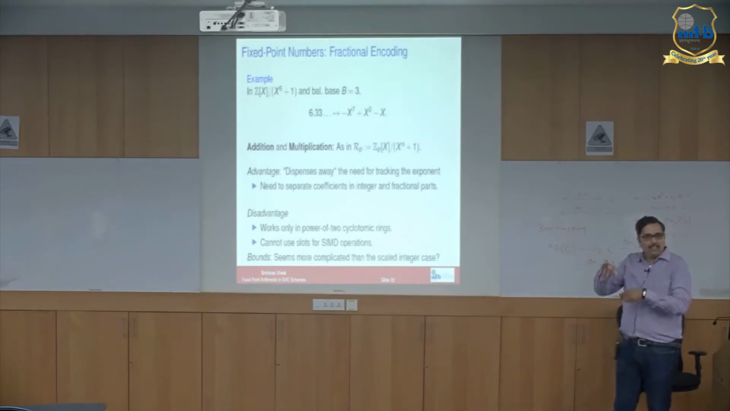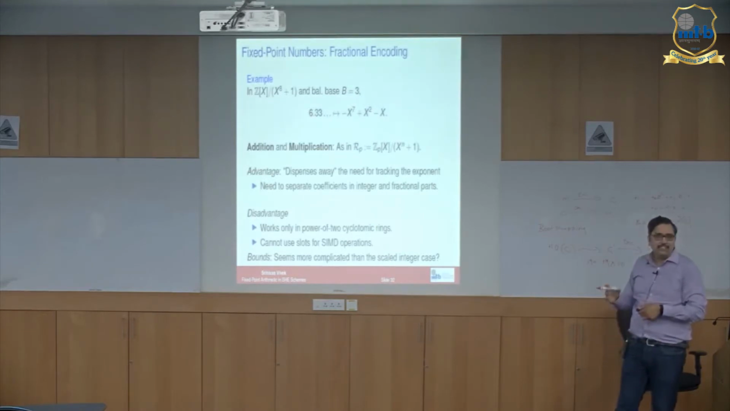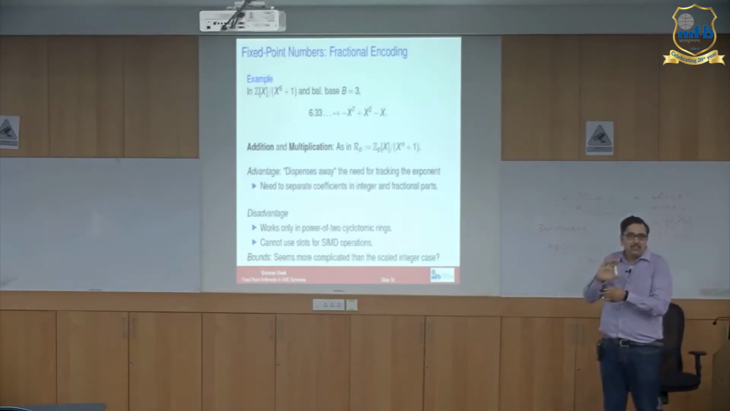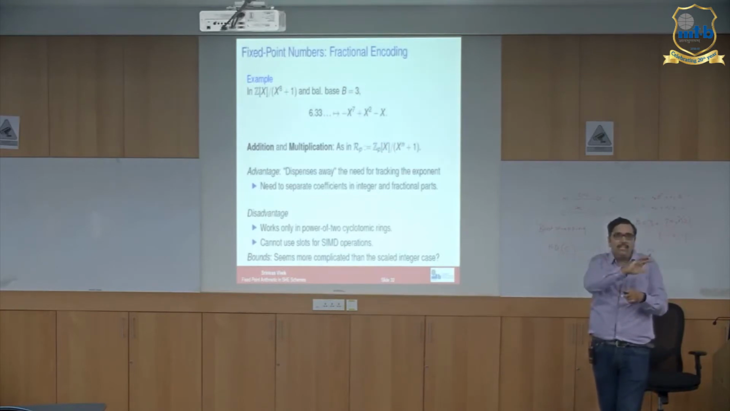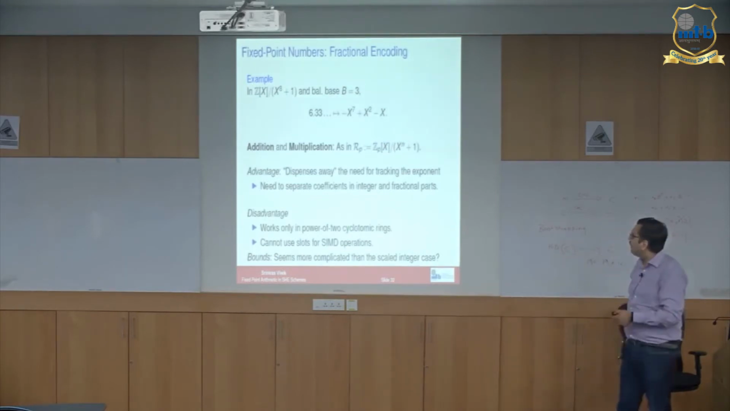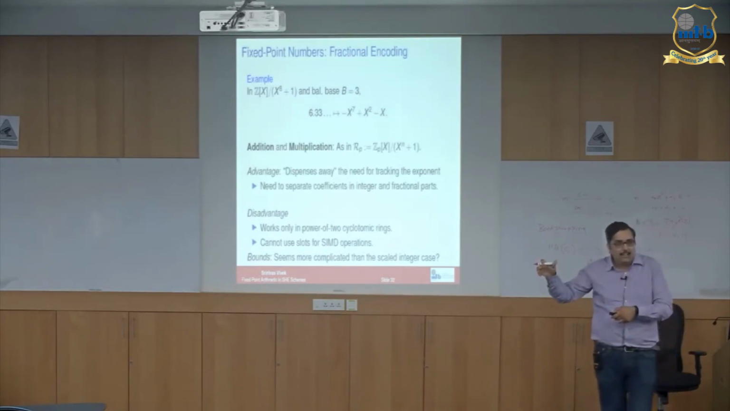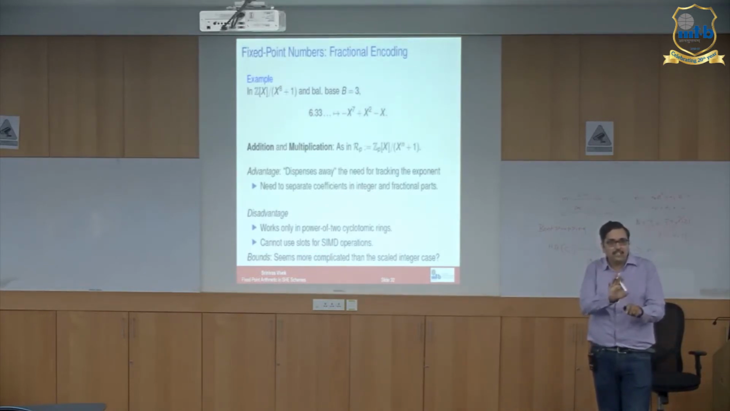So let's go back to the same example, 6.33, which is 19 by 3. If you use the base 3 encoding, then earlier we had to shift it by 3, multiplying by 3, and you would have got x cube minus x minus 1, but now you will get minus x power 7. So it's just that the fractional digits are encoded in the leading digits. Okay, and now you need not explicitly keep track of the exponents. That's one very good aspect of it.